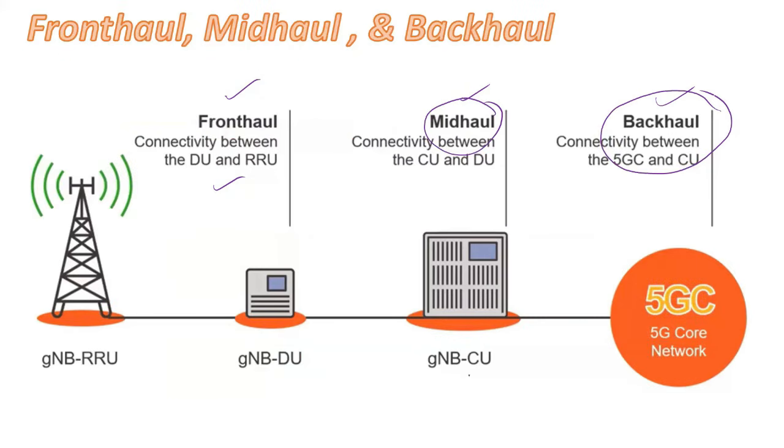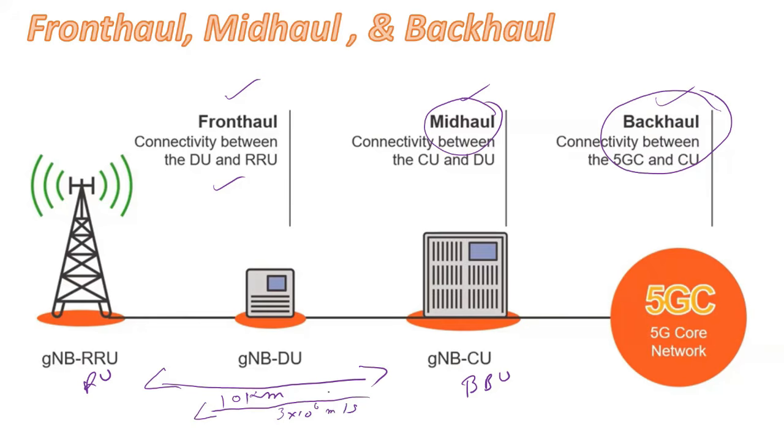Suppose we have this BBU, right? We have this BBU and we have this RU, right? Suppose there is a distance of around 10 kilometers between these two nodes, right? So even if the signal travels at the speed of light, which is 3 into 10 power 8, I think, meters per second, even then there is some delay in signals reaching a mobile station or edge computing, right?